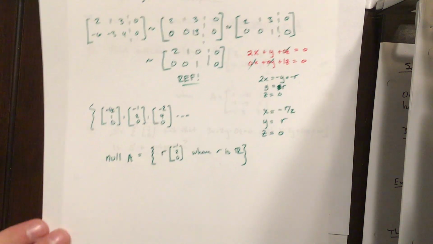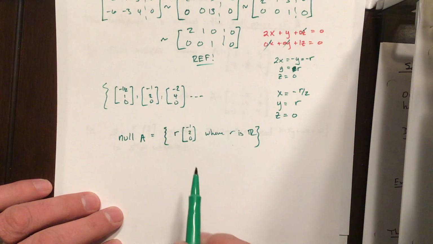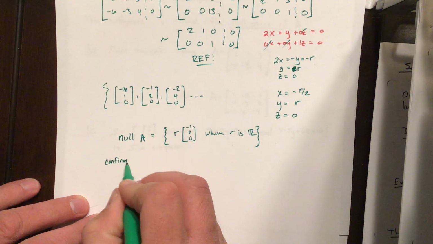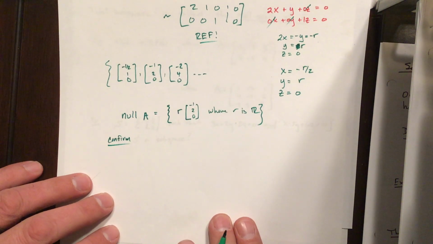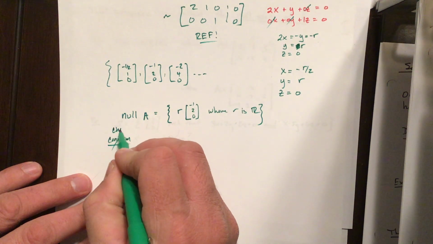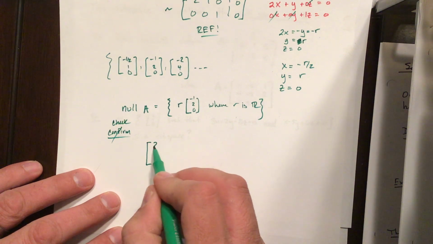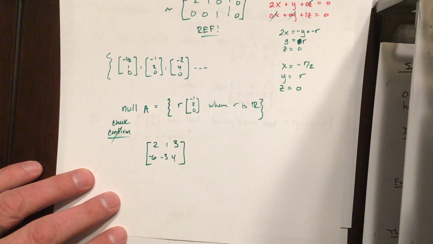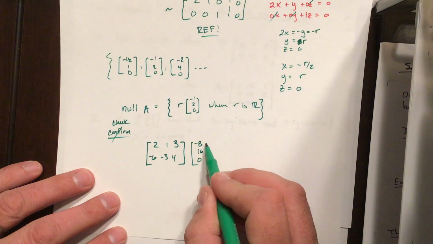And you can confirm that. Let's take a look at taking a vector. Let's make r 8. So we're confirming this result via an example, which is not really a confirmation, but it's just checking for the reasonableness of our solution. Take the matrix 2, 1, 3, -6, -3, 4, and let r be 8. So if r is 8, then that's -8, that's 16, and that's 0.